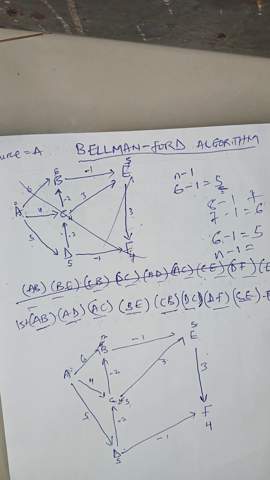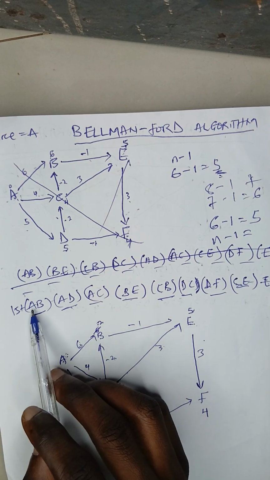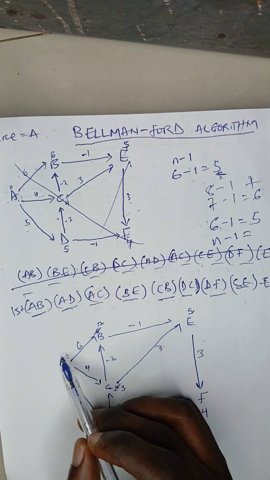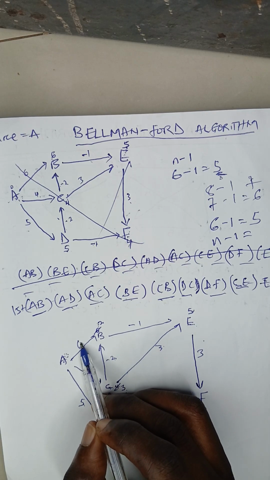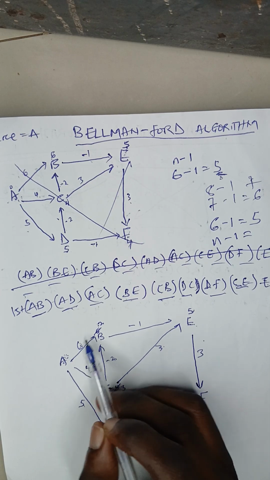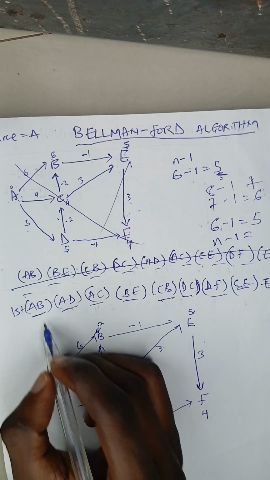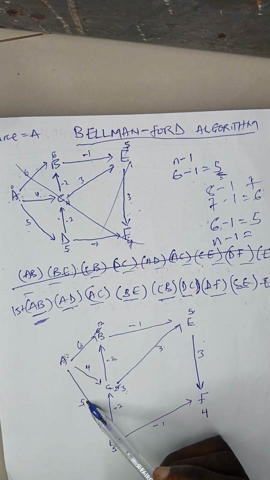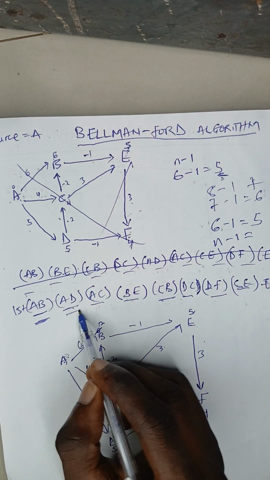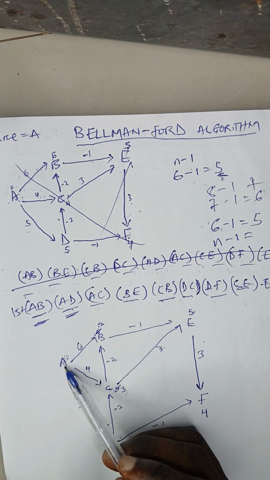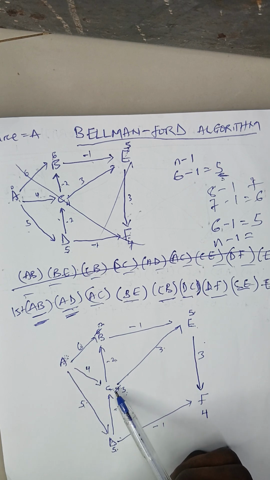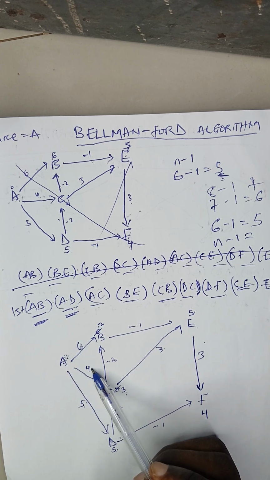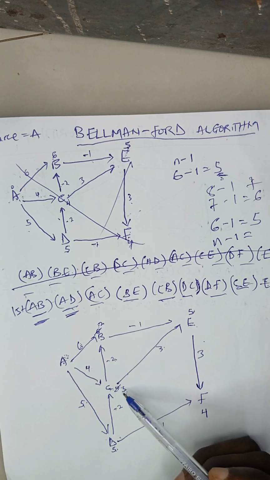We have gone over the first time. So we go over the second time again. A, B. A is 0 to B. 0 plus 6 is 6. But here is 2. So we maintain it. AD. A is 0. 0 plus 5 will be 5. Here is 5. So we maintain it. AC. A is 0 plus 4. It will be 4. But here is 3. So we maintain the 3.